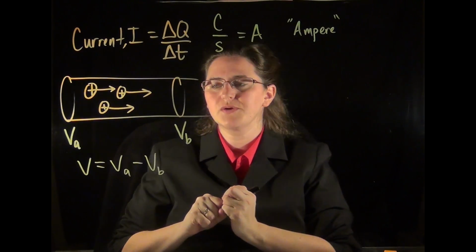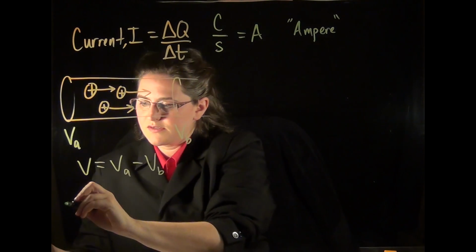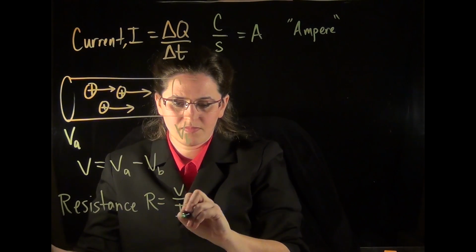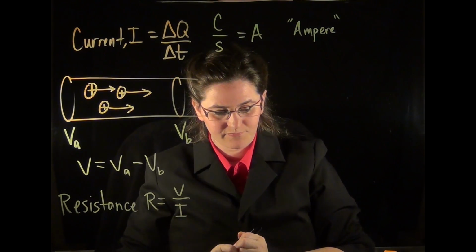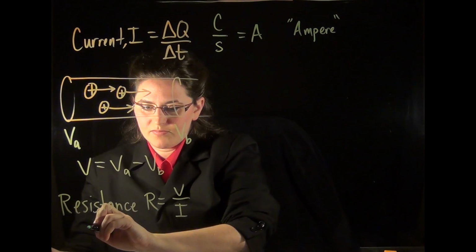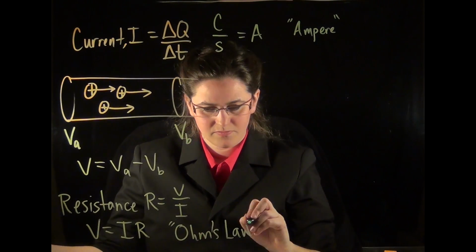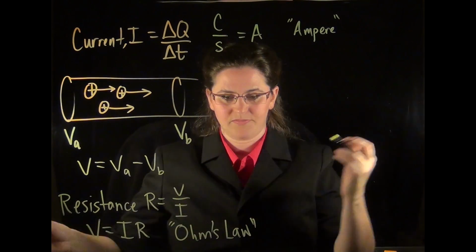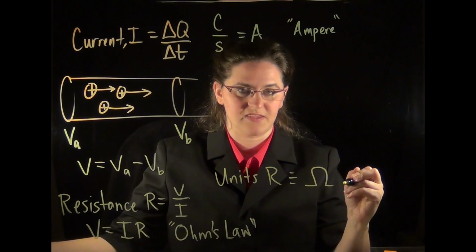Now, if this drops, then you must have some resistance in this wire. And the resistance is defined as R equals V over I, the current I. Now, if I rearrange this, then I get the more familiar Ohm's law. And the units of resistance are actually called an ohm, which is written like that.